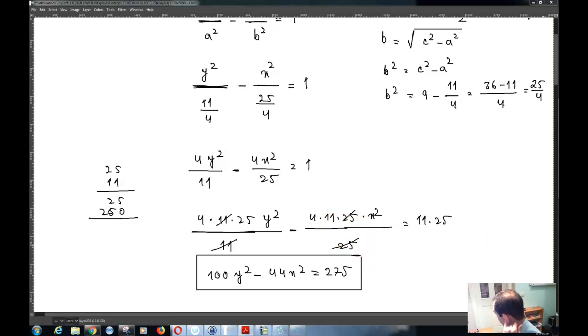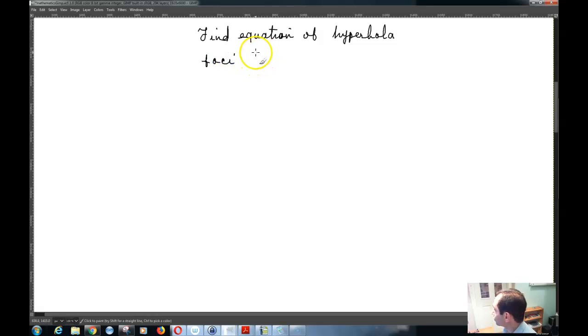So the next question that we have is, find the equation of the hyperbola where foci are 0 plus or minus 12, and the length of the latus rectum is equal to 36 units.